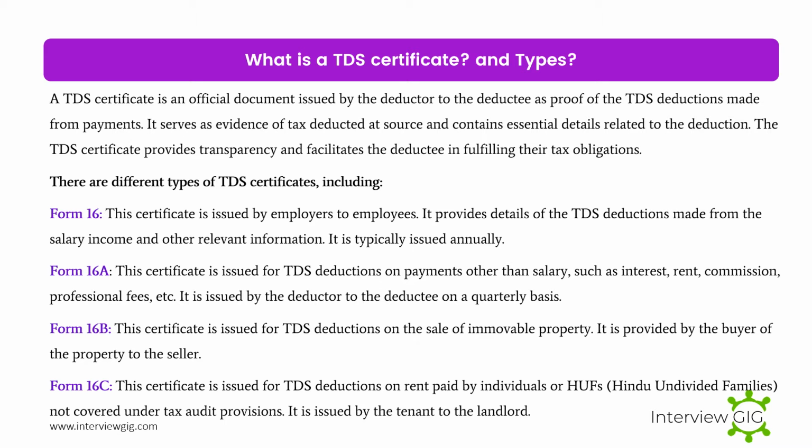Form 16B. This certificate is issued for TDS deductions on the sale of immovable property. It is provided by the buyer of the property to the seller. Form 16C. This certificate is issued for TDS deductions on rent paid by individuals or HUFs, Hindu undivided families, not covered under tax audit provisions. It is issued by the tenant to the landlord.